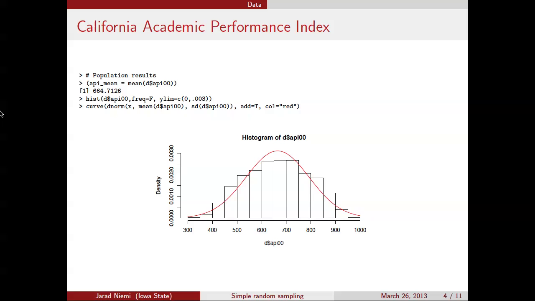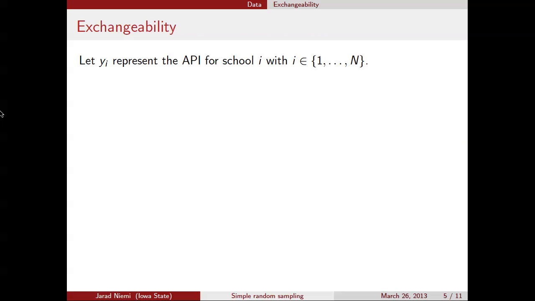anyway. So the point here is just we're going to use the normal distribution later, and I just wanted to point out the data clearly aren't normal, and yet when we use the normal distribution, it's going to be totally fine. Okay. All right. So this is the data. In particular, we're trying to estimate this overall mean, 664.7.